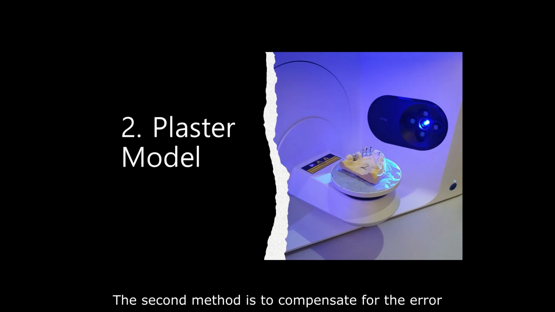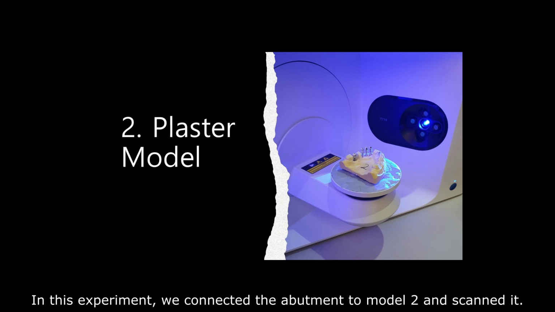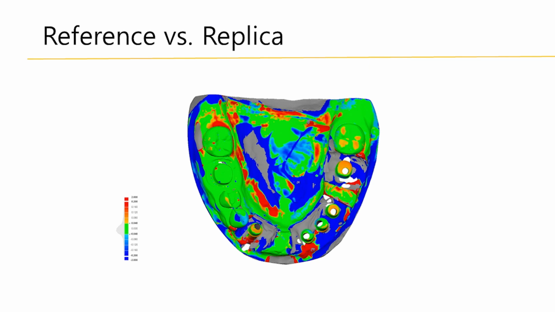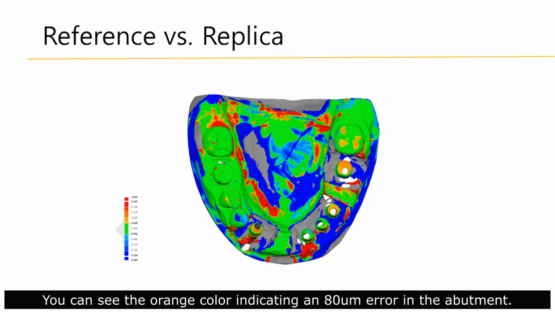The second method is to compensate for the error by attaching the abutment to the plaster model. In this experiment, we connected the abutment to model number 2 and scanned it. This is a comparison between model number 1 and model number 2. You can see the orange color indicating 80 micrometers error in the abutment. This is the same result as the previous scan body comparison.